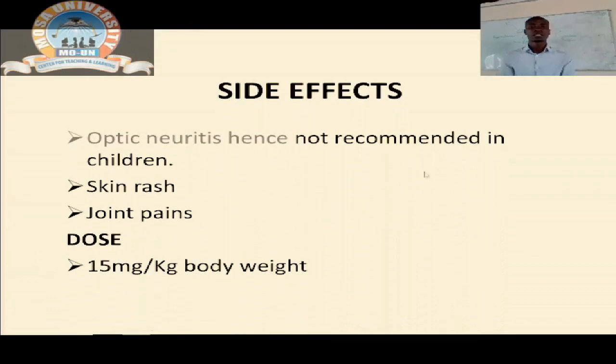The side effect of ethambutol is optic neuritis. Optic neuritis causes inflammation of the optic nerve. Hence this drug is not recommended in children. So we don't give ethambutol in children because of the optic neuritis, which causes inflammation of the optic nerve. The other side effects are skin rash and also joint pains. The dose of ethambutol is 5 milligrams per kg body weight.